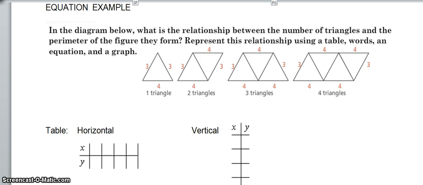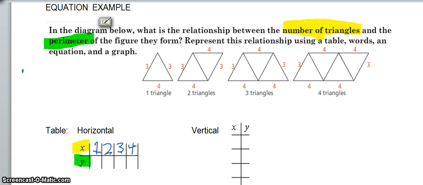Alright, so now we want to do kind of the same thing, but instead of with rectangles, we want to do it with triangles. So take a moment, pause the video, and fill out these tables for your independent and your dependent variables, remembering that x is always independent, y is always dependent, and fill in the values.